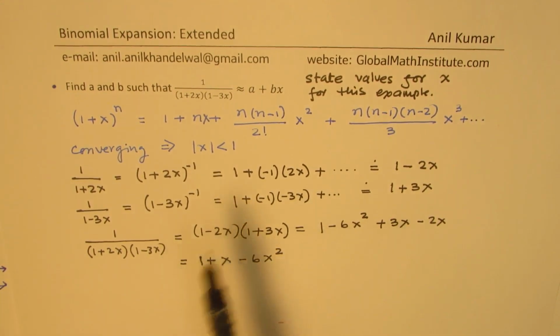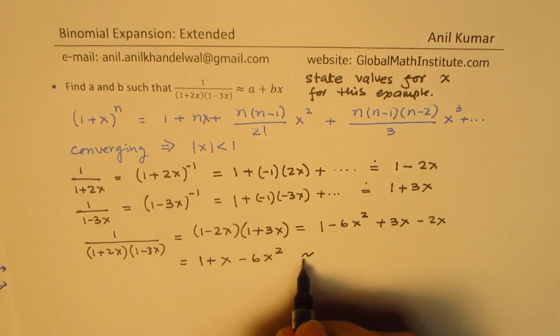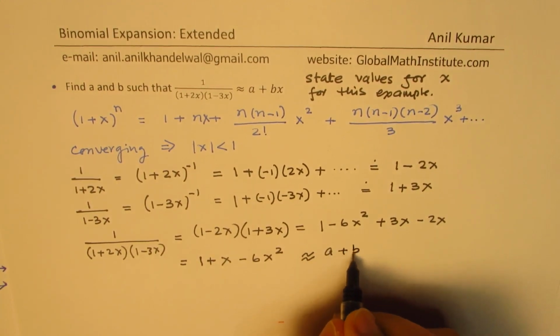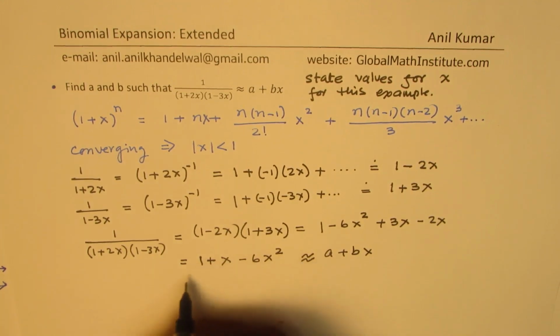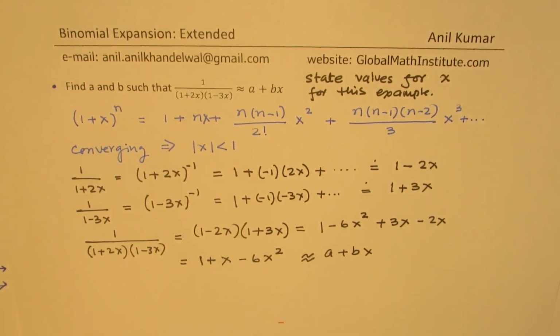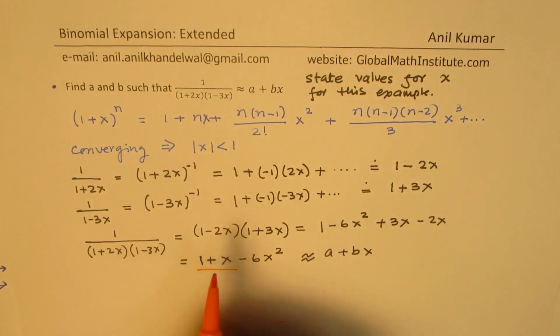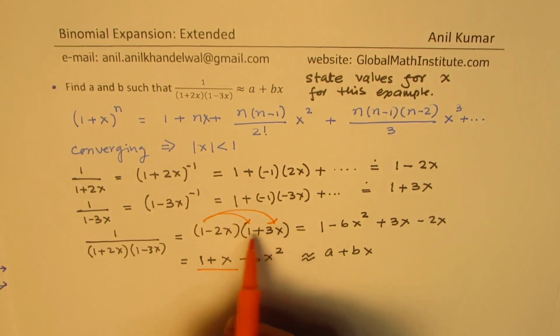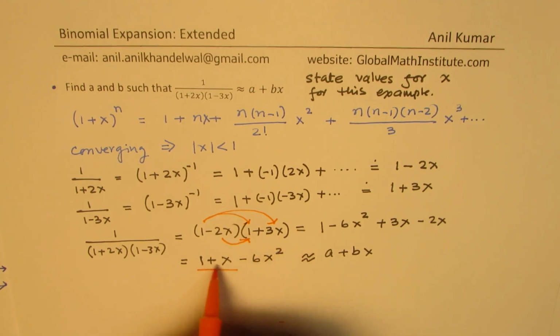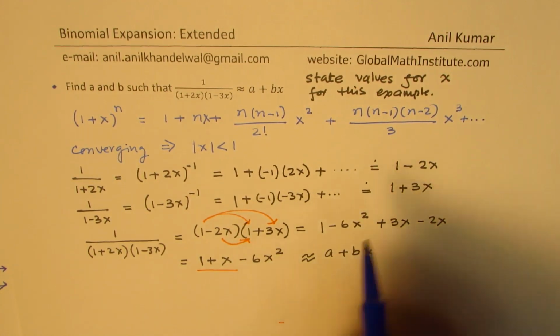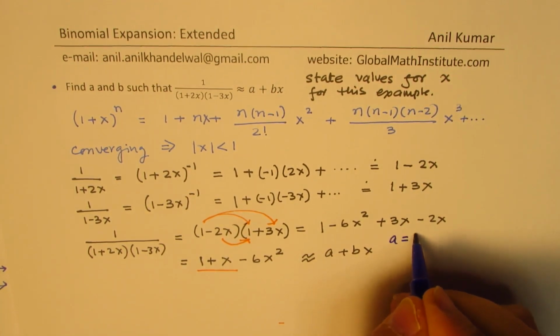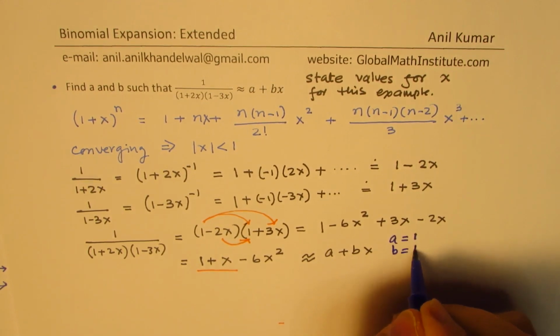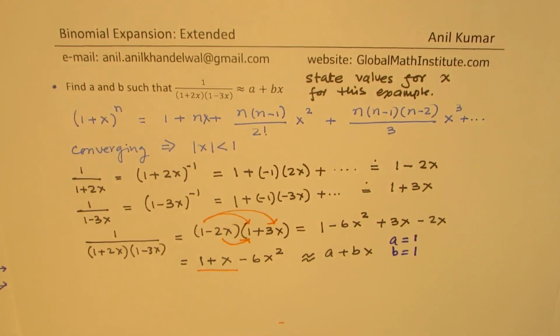And comparing the terms, since we want to write this approximately as a plus bx, that means we're just looking into the first two terms, right? So you multiply with this and this, and then you multiply with this, you get those x terms, right? So we get 1 plus x. So the value of a in this particular case is 1 and b is also equal to 1, correct? So that is our answer to this particular question.